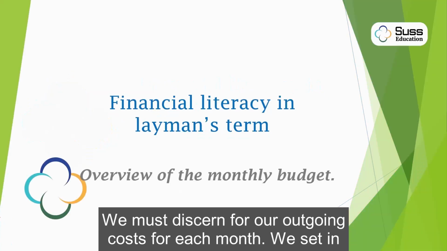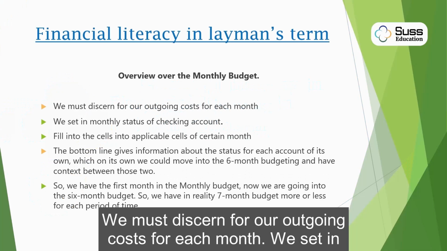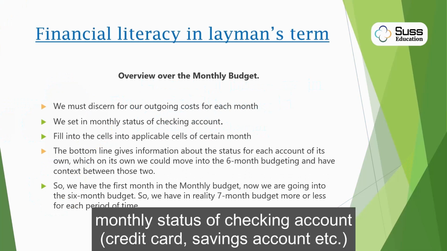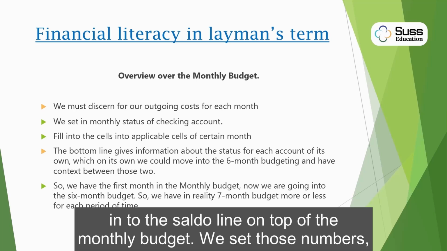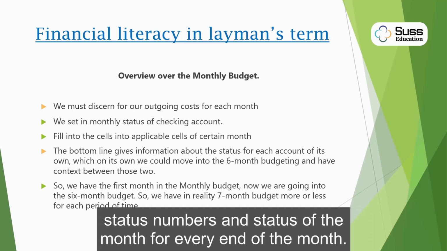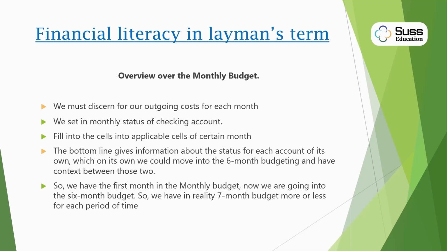We must discern the outgoing costs for each month. We set the monthly status of the checking account, credit card, savings account, etc., in the saldo line on the top of the monthly budget. We set those status numbers for every end of the month.